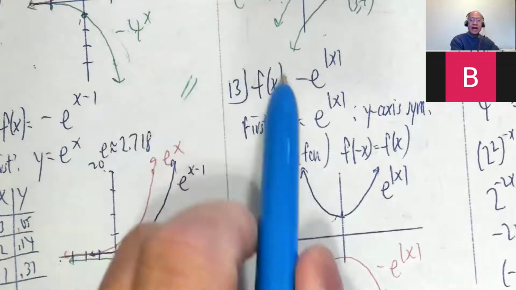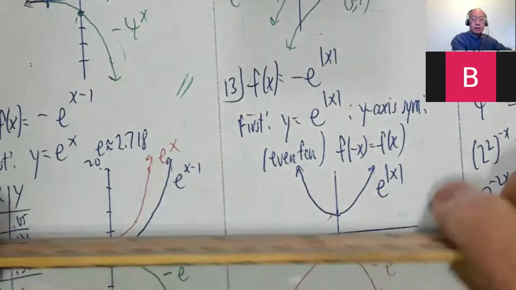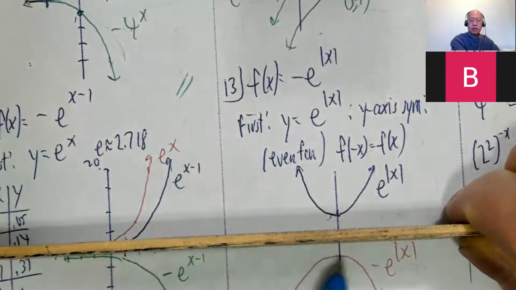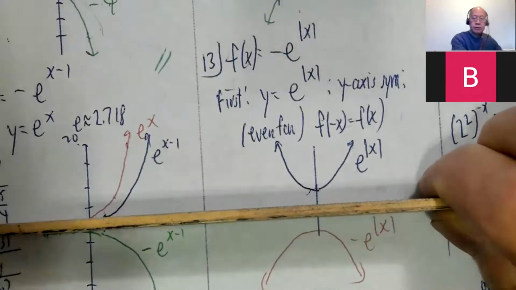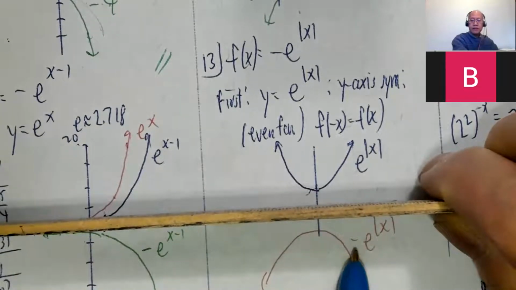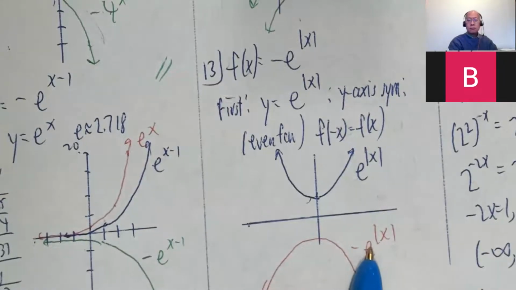And finally, there's a negative in front of the whole thing. The graph, which used to be positive, now all becomes negative. So I reflect across the x-axis. So my final answer is this red graph, negative e to the absolute value of x. And that's what we got.